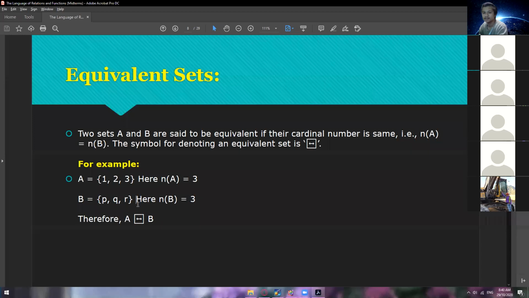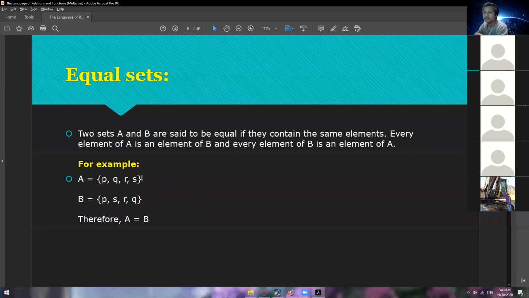So moving on, we have here the equal set. When you say equal, they should have the same elements, no matter what the arrangement is, because in a set, it doesn't matter. In equal sets, two sets A and B are said to be equal if they contain the same elements. So every element of A is an element of B, and every element of B is an element of A, or vice versa.